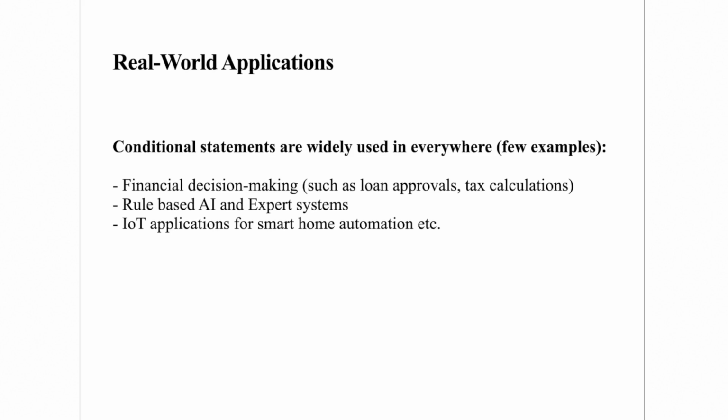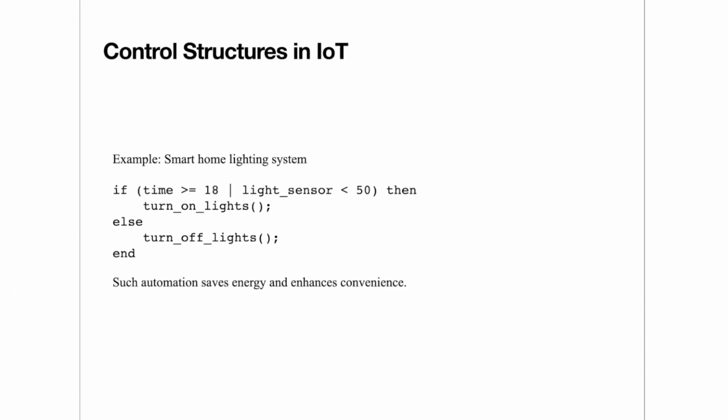The next example we have given here is IoT applications for smart home automation. So, this is an example of a smart home lighting system. Here, we have given two conditions. If time is greater than or equal to 18, that means in our 24-hour format, or the light sensor is very dim, which is less than 50, then turn on lights, else turn off lights. This block of code can be embedded into our larger IoT applications.